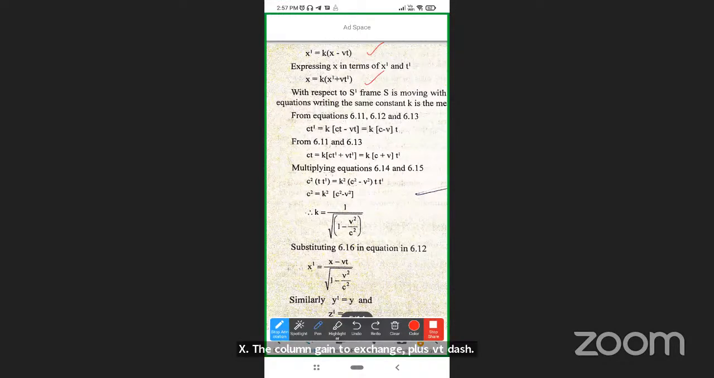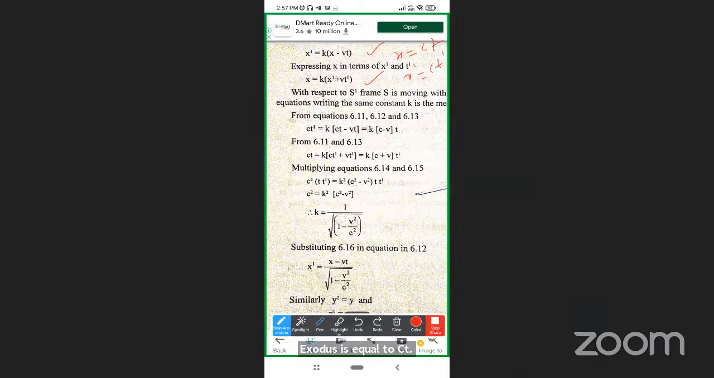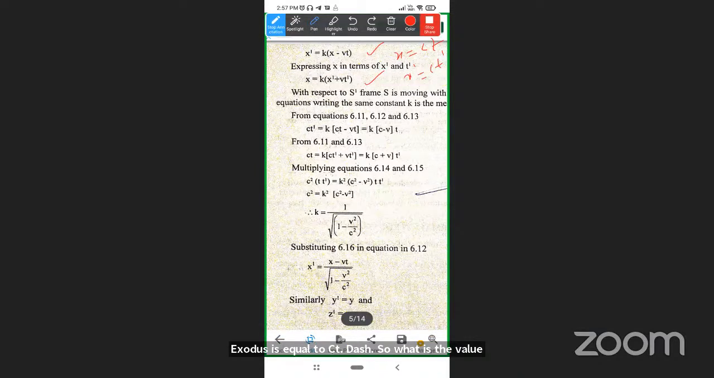With these two, x is equal to ct and x' is equal to ct'. Observing these equations, x' is equal to ct' is equal to k into (ct minus vt). So t is common: k into (c minus v) t. Again x is equal to ct, and x' is ct', so this also gives t' common: k into (c plus v) t'.